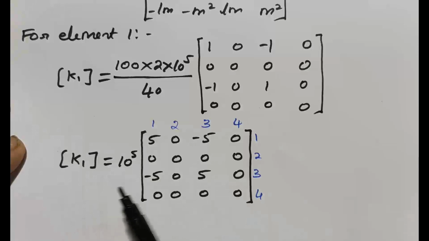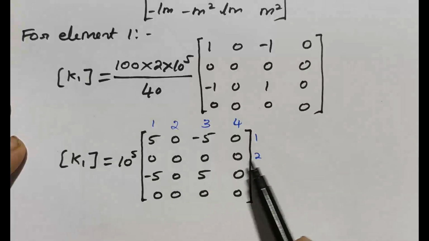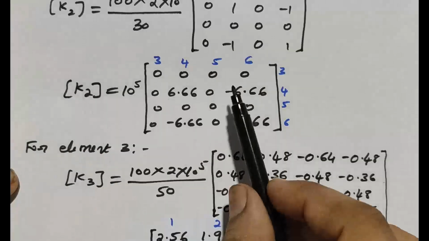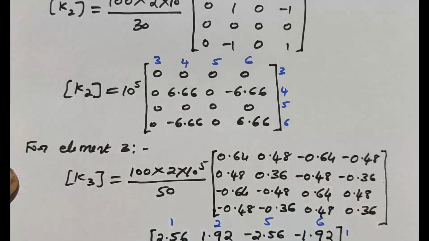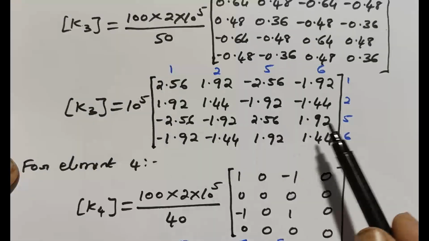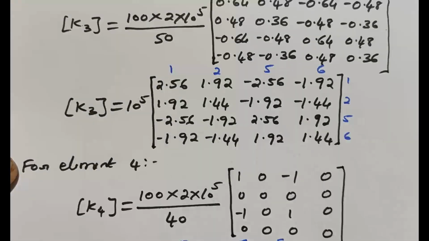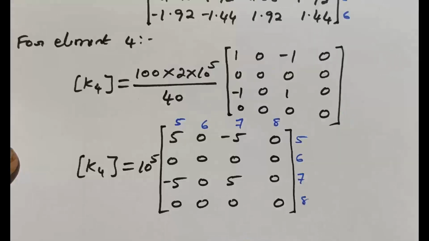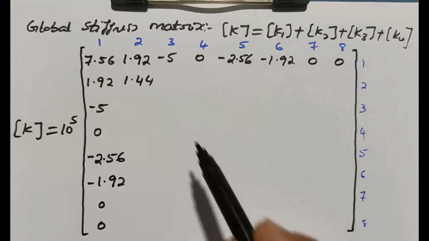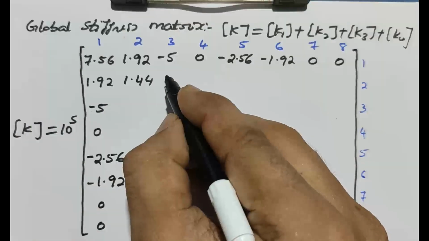Next we need element corresponding to 3 and 2. See in K1 element corresponding to 3 and 2 is 0. In K2 we don't have any element corresponding to 3 and 2. In K3 again we don't have any element corresponding to 3 and 2. In K4 also we don't have any element corresponding to 3 and 2. Therefore element corresponding to 3 and 2 will be equal to 0.